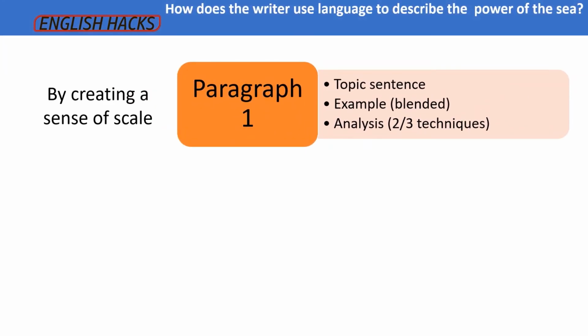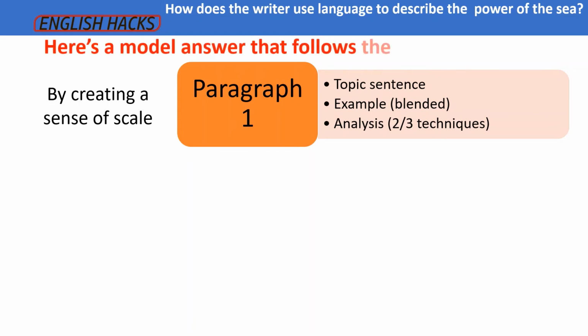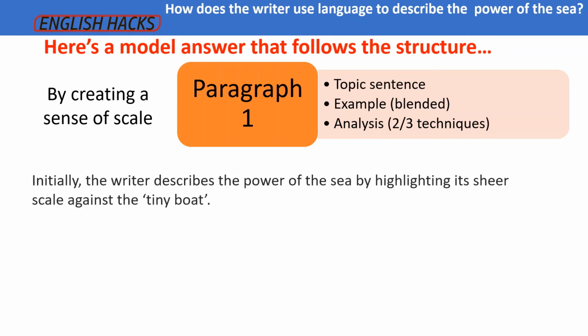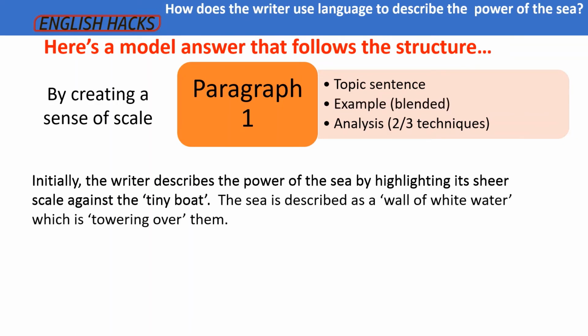We've helped you out again by modelling our paragraphs. Here's our first paragraph. We begin with a topic sentence. Initially, the writer describes the power of the sea by highlighting its sheer scale against the tiny boat. We then follow this through with an example. The sea is described as a wall of white water, which is towering over them.